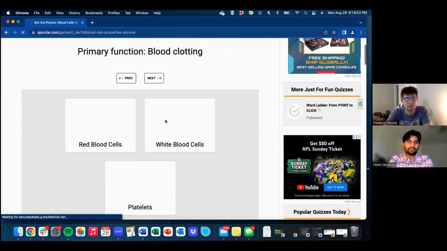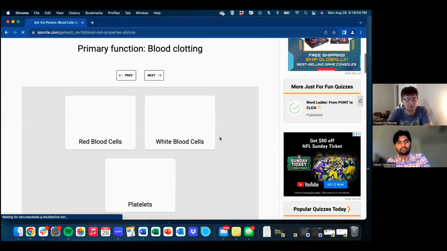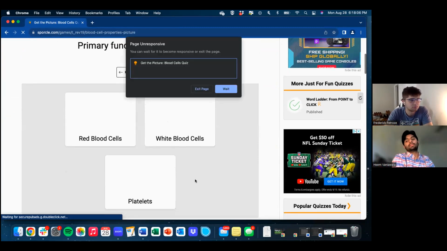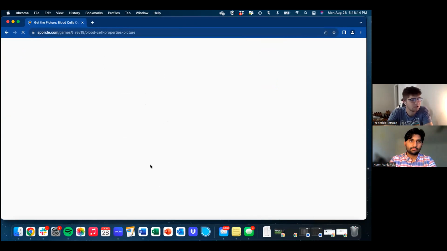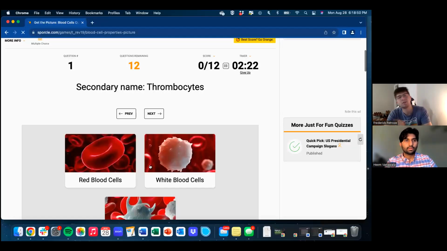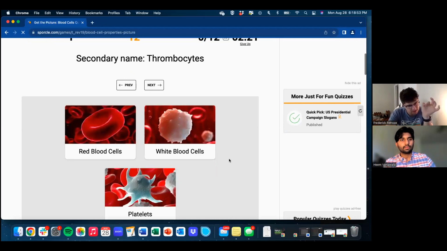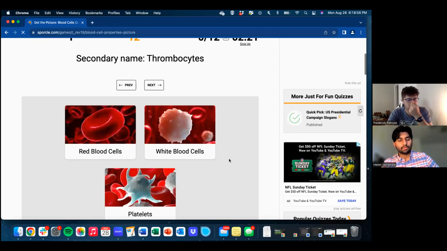All right. Which one has the primary function of blood clotting? Platelets. Okay, this is unresponsive. Well, technical difficulties. We're reloading. What secondary name? Thrombocytes. Thrombocytes. Is it platelets?